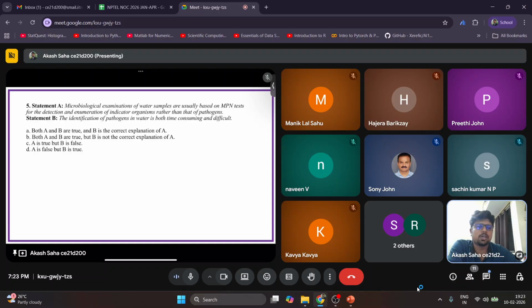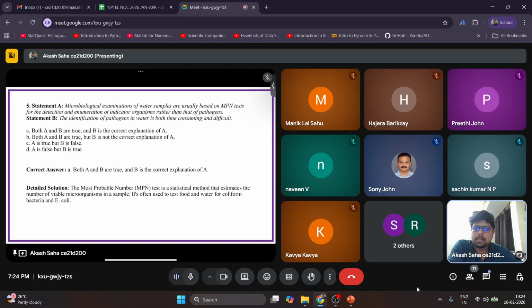One of them is E. coli. They themselves are not very harmful. Not all strains are harmful. Few strains may be harmful, but they are used as an indicator organism to quantify this microbiological sample. So that's why we do this MPN test, or most probable number. So statement A is true, and statement B is also true, and it's a correct explanation because the identification of pathogens is both time consuming as well as difficult. So that's why we look for the indicator organisms, which themselves are generally not harmful.